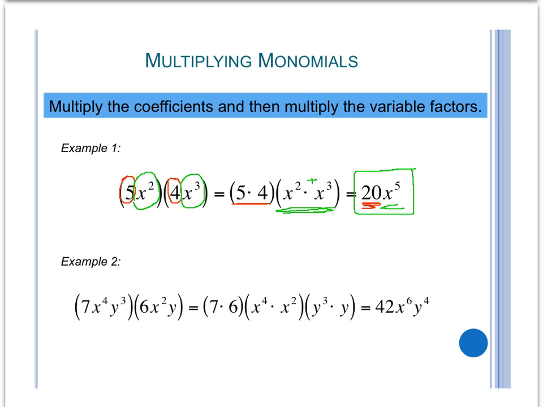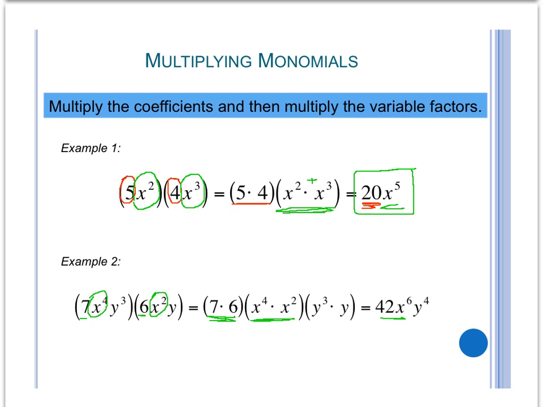Now let's look down at this second example. Again, we want to start by multiplying the coefficients together. So we start with the 7 times 6, as you see here, and that gives us the 42 in the final answer. Then notice that we have two different variables in this case. You want to look for the variables that are similar. So we have an x to the fourth in the first term and an x squared in the second term, both with the variable x. So we multiply those together, and since they have like bases, we add those exponents, and we're left with x to the sixth.